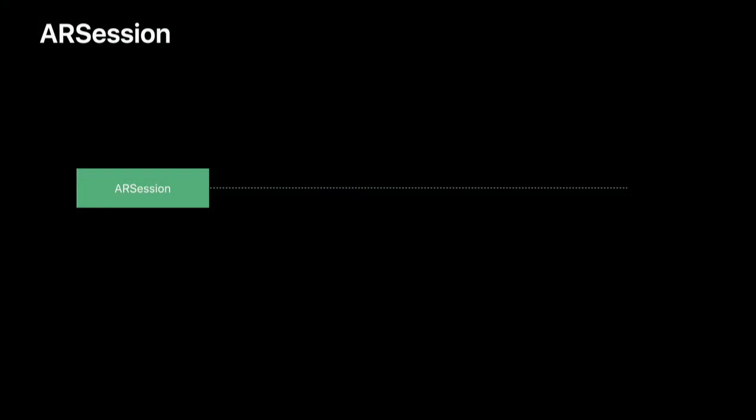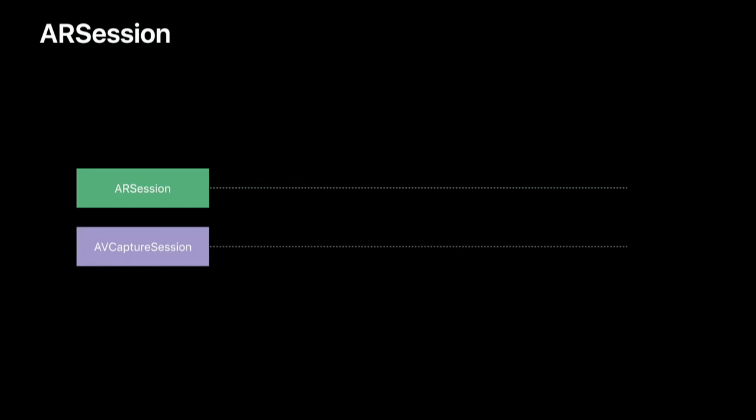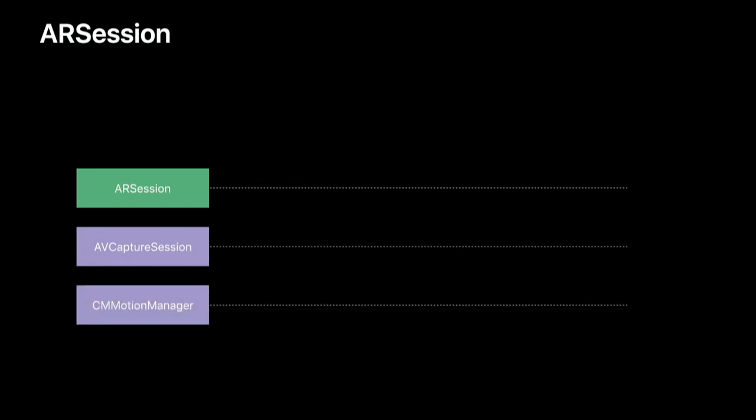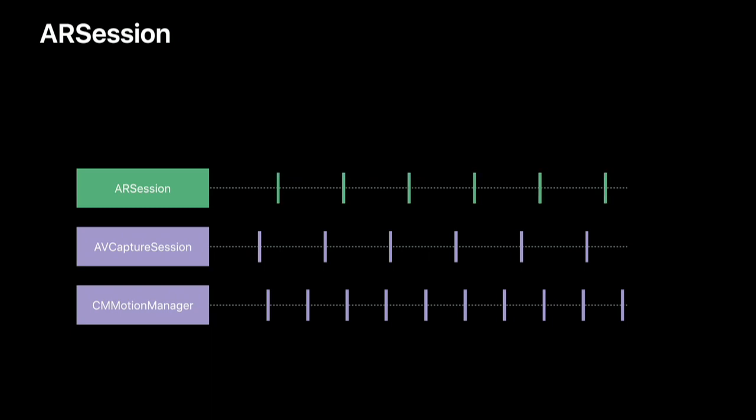So under the hood, our session creates an AV capture session, as well as a CM motion manager in order to get image and motion data. We use the images to detect features in the scene, and we use the motion data at a higher rate in order to integrate it over time to get your device's motion. Using these together, we're able to use sensor fusion in order to provide a precise pose. So these are returned in AR frames.